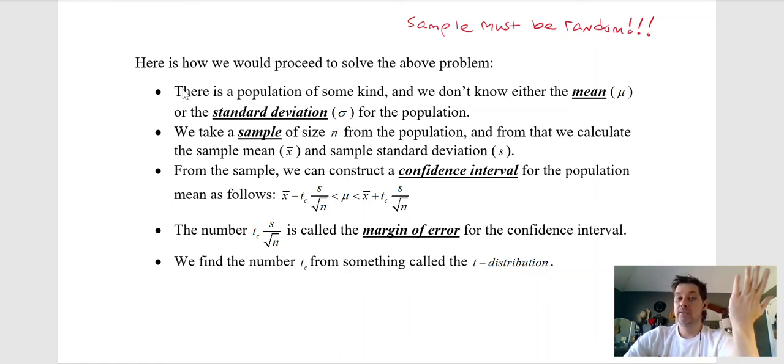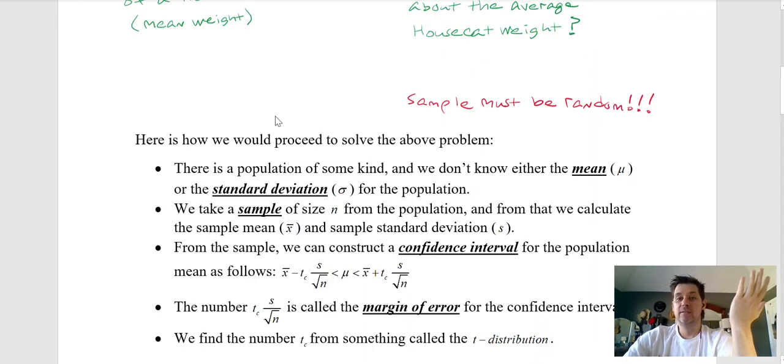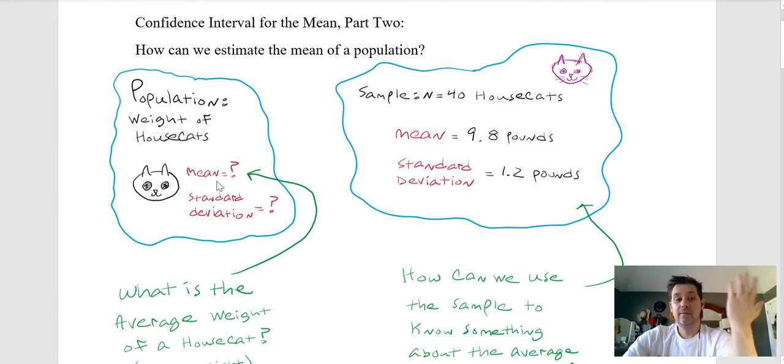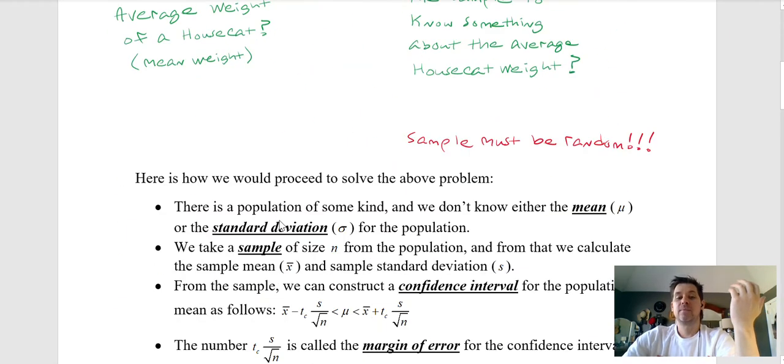So that's a little weird, and that's a kind of contrived problem. But this is more realistic, where we just don't know anything. I don't know the mean and I don't know the standard deviation of the population, just like up here. House cats, I don't know the average weight, and I don't know the standard deviation weight either, okay?